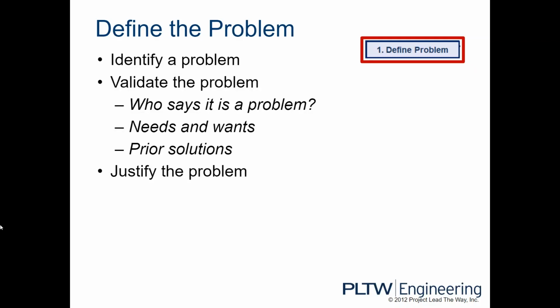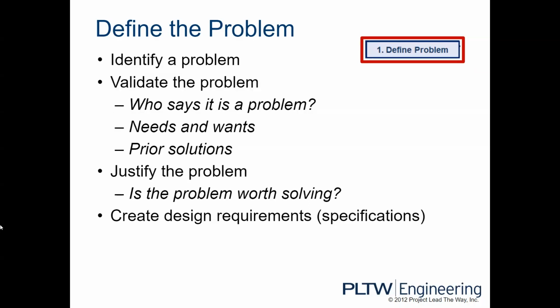So again, moving forward from there, you have to justify the problem and say, is it worth solving? Is there enough effort that I can put into this that I would get something great out of it? And then from there, create some design requirements. These are your specifications, which we call criteria and constraints. And then lastly, you would write out a design brief, which is just a formalized 1-page document, usually kind of summarizing this is all the work that I'm going to engage in moving forward.